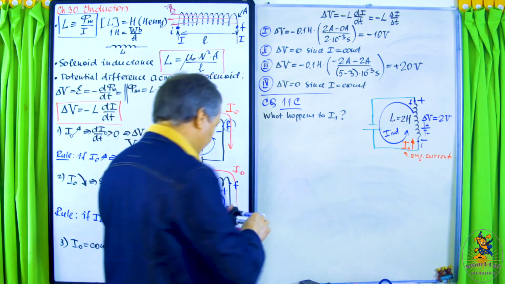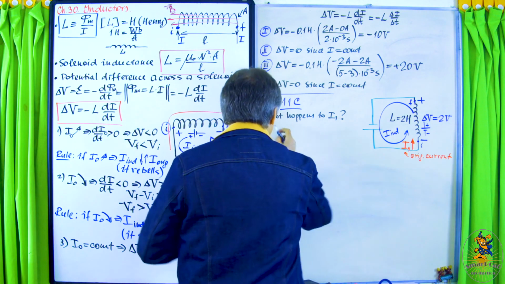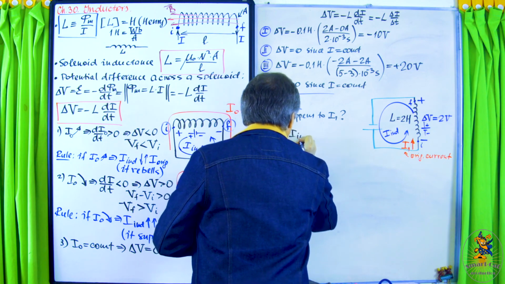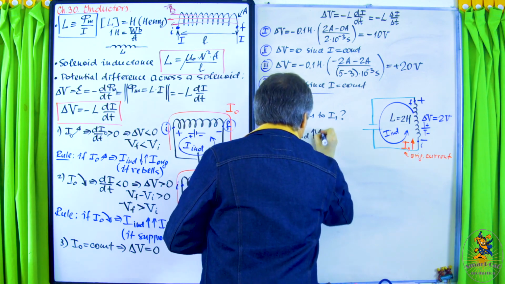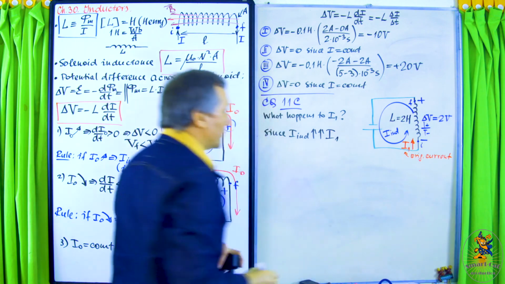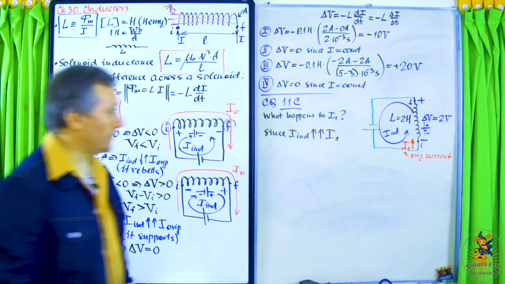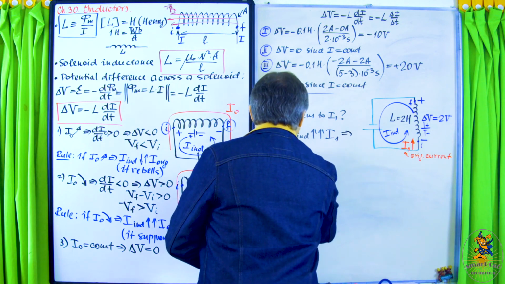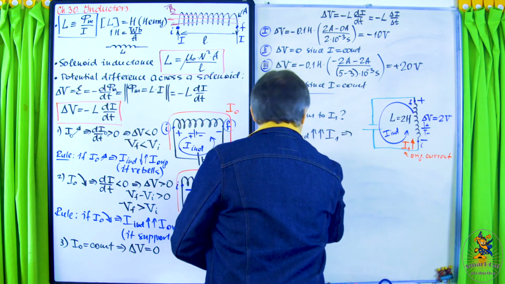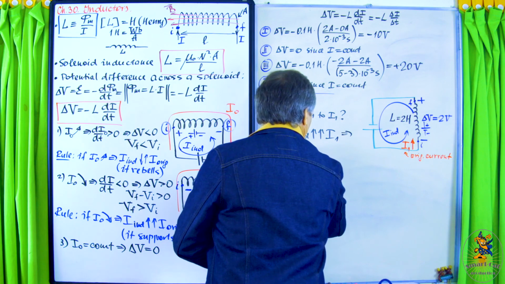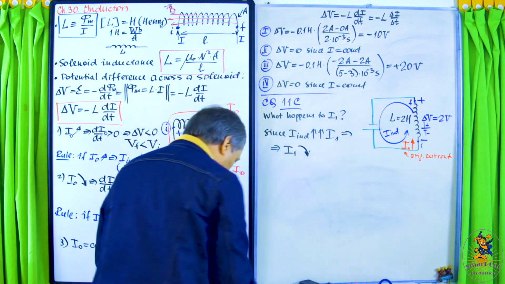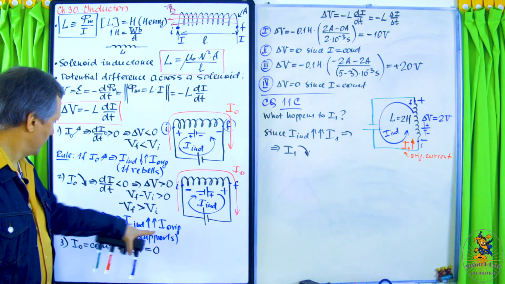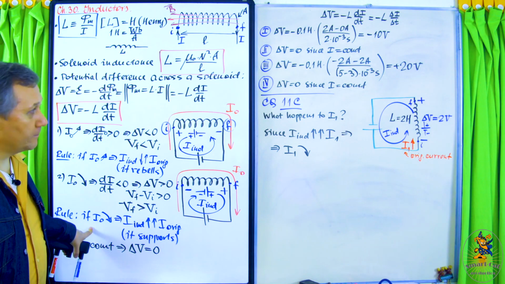So in this case, let me write something like this. Since I induced is in the same direction as the original current we just established, as a result, we can say that the original current I1 is dying. In the same direction. So the original current is dying.